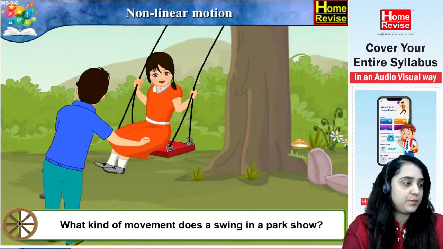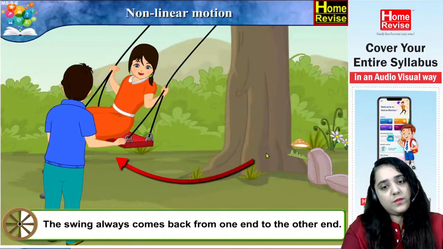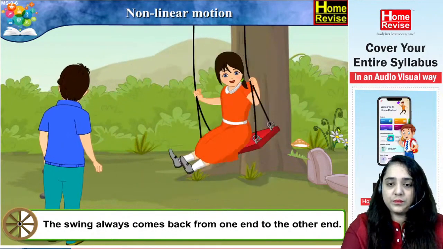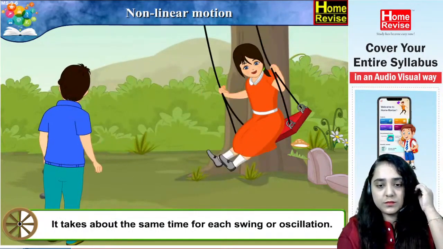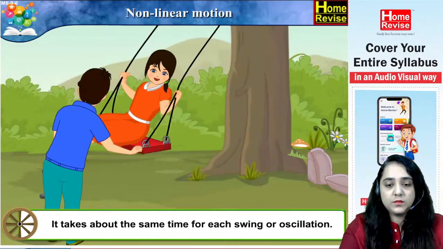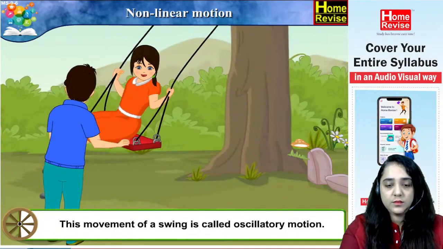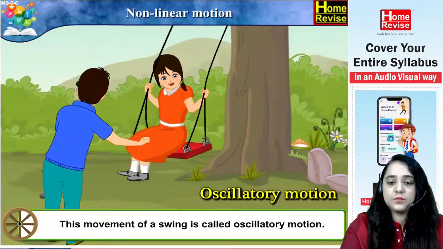So let's see. The swing always comes back from one end to the other end. Does it not? It takes about the same time for each swing or oscillation. This movement of a swing is called oscillatory motion.